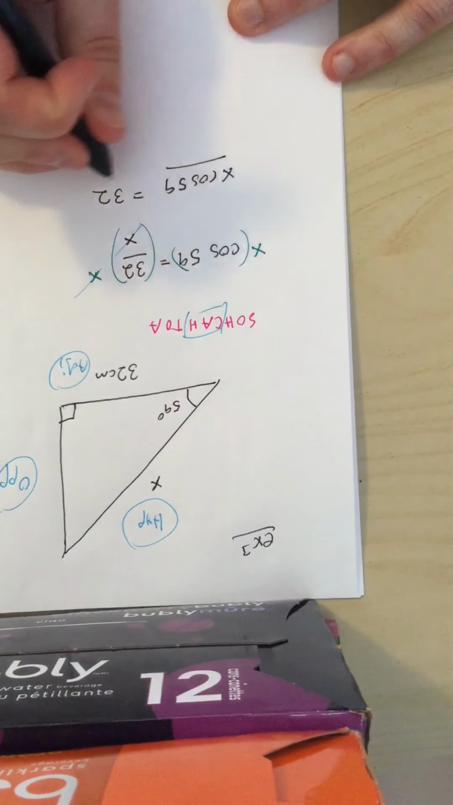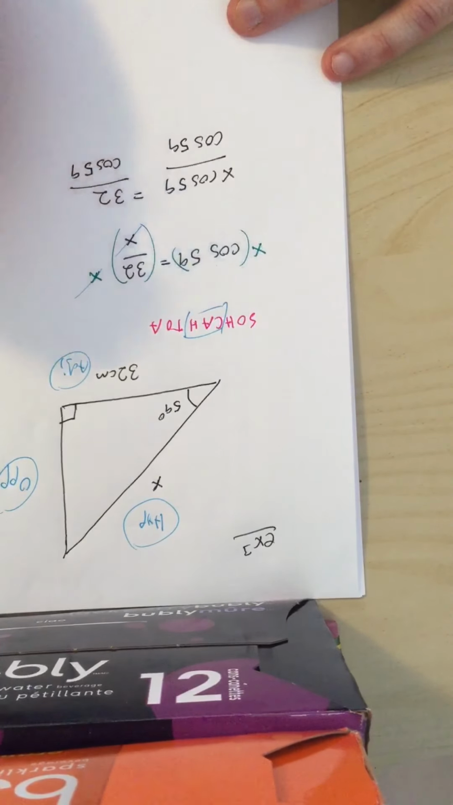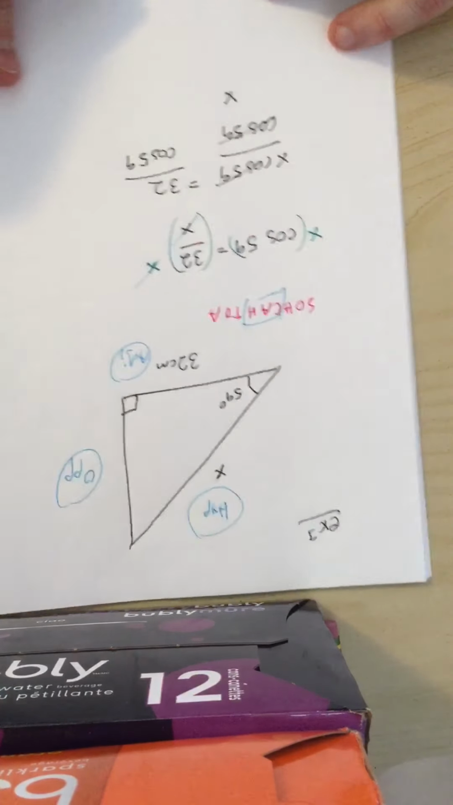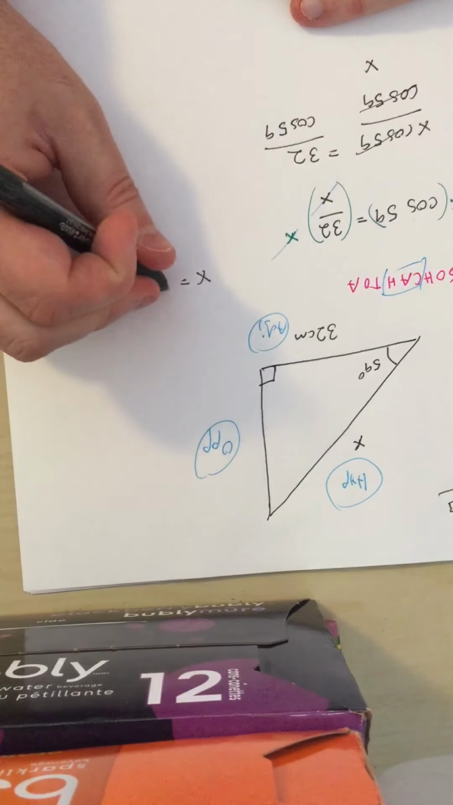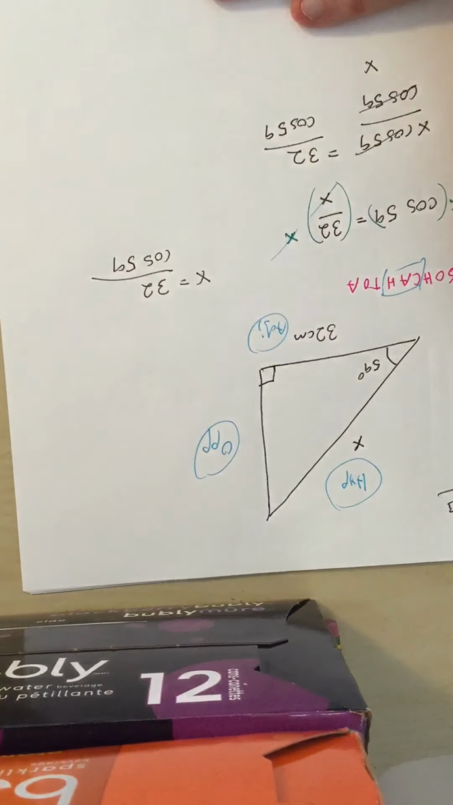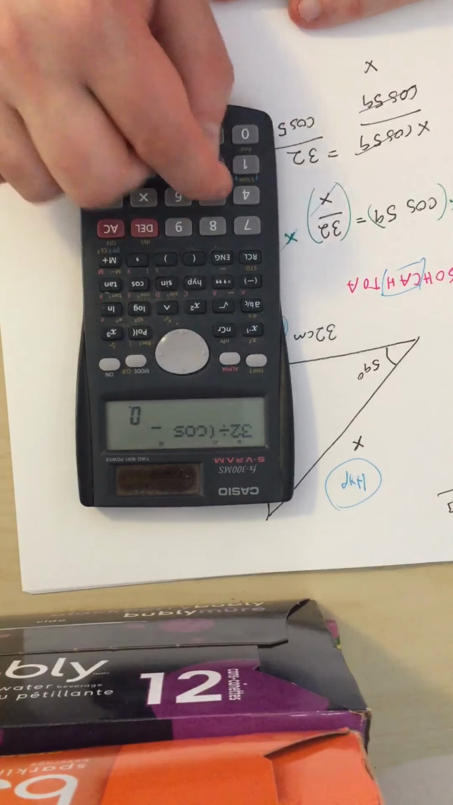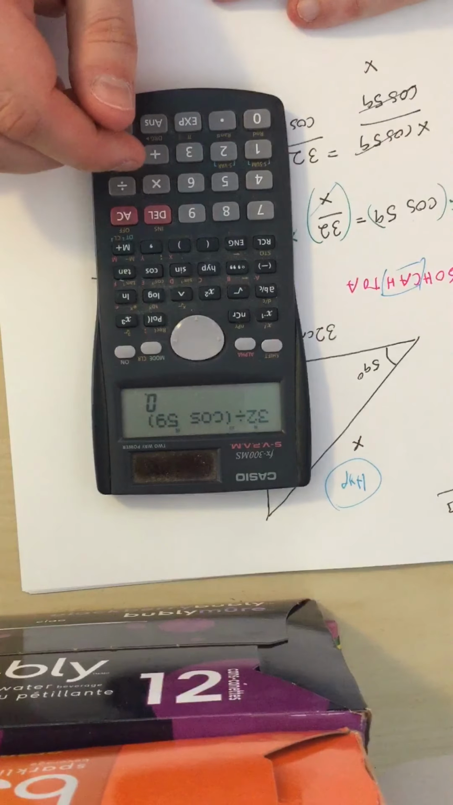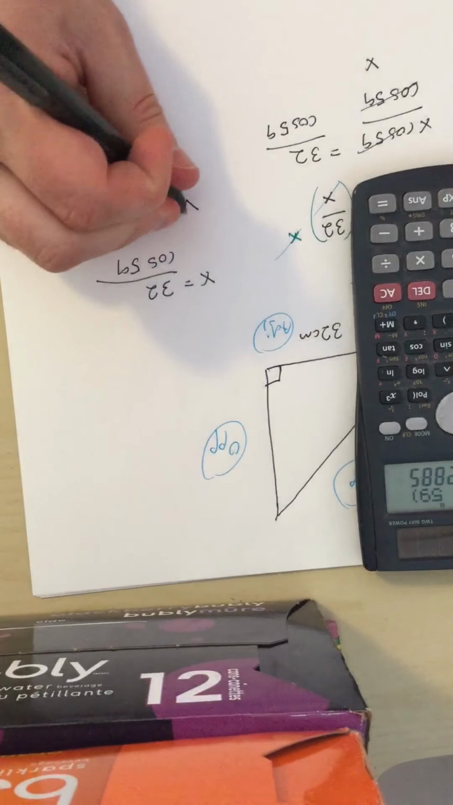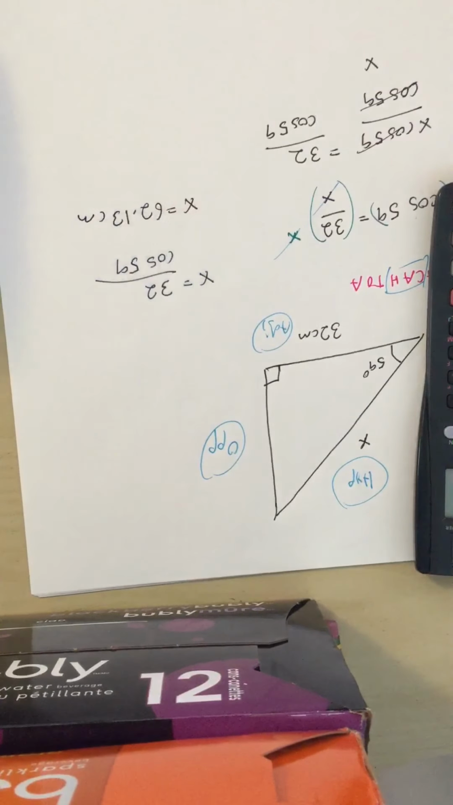And then we have to get the x alone. So the way we're going to get the x alone is we divide both sides by the cosine of 59, chink chink, and we get x equals 32 over the cosine of 59. So it's going to be 32 divided by, in brackets, cosine of 59. By the way, my calculator doesn't even need the brackets, but yours might. So you lose nothing by putting them in. And we get 62.13. And that would be centimeters because we measured in centimeters.